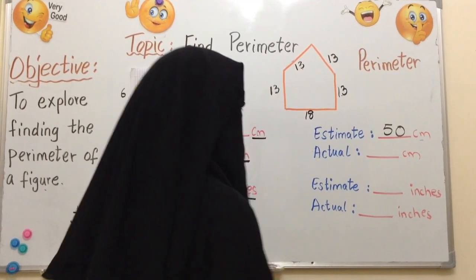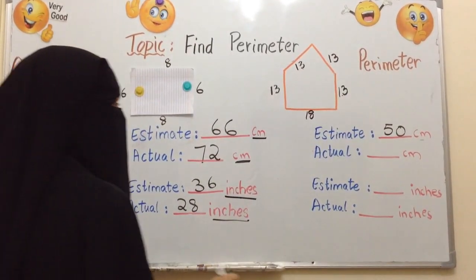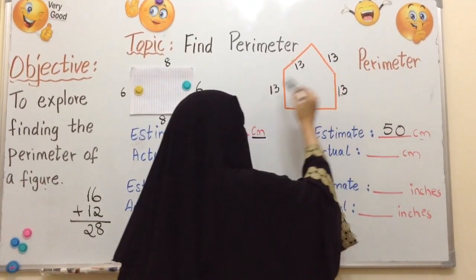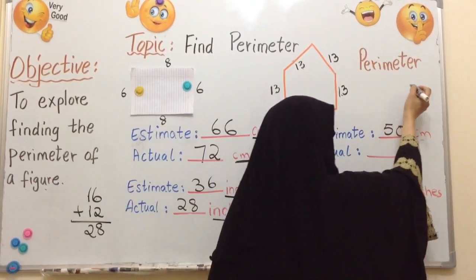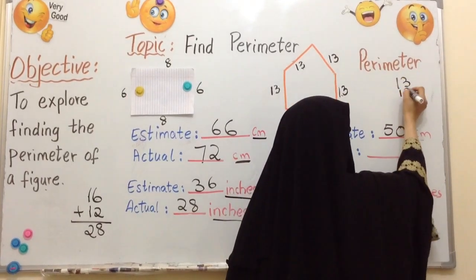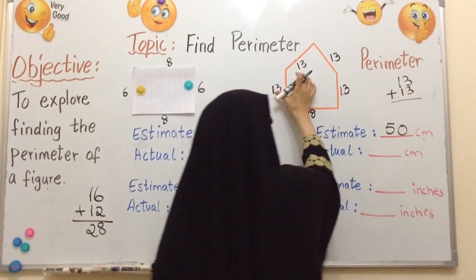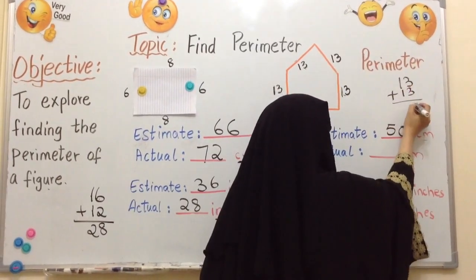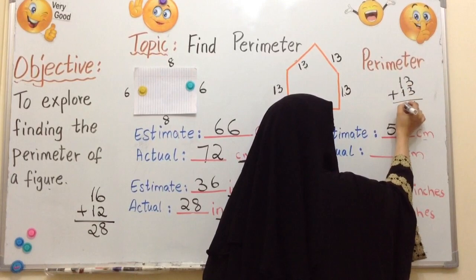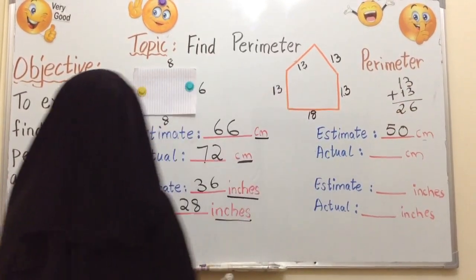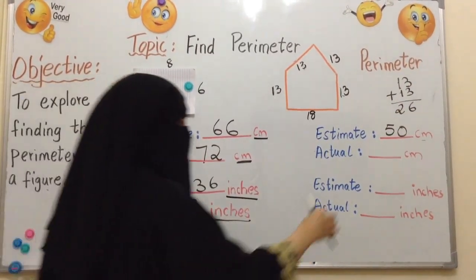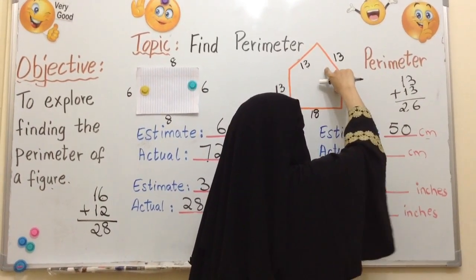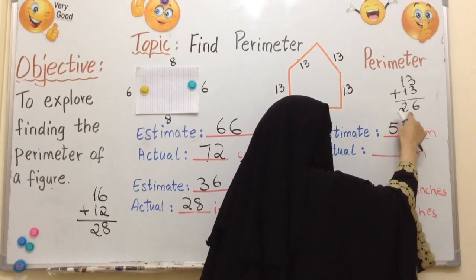Either you multiply 13 times 4, or you have to add 13 plus 13, 13 plus 13, and then add this and then with the 18. Let us do here 13 plus 13. If you do this, 2 is the same with this number. 3 plus 3 is 6. 1 plus 1 is 2. That means I got one side as 26. That means this is 26. What about this 13 and 13? It is also 26.